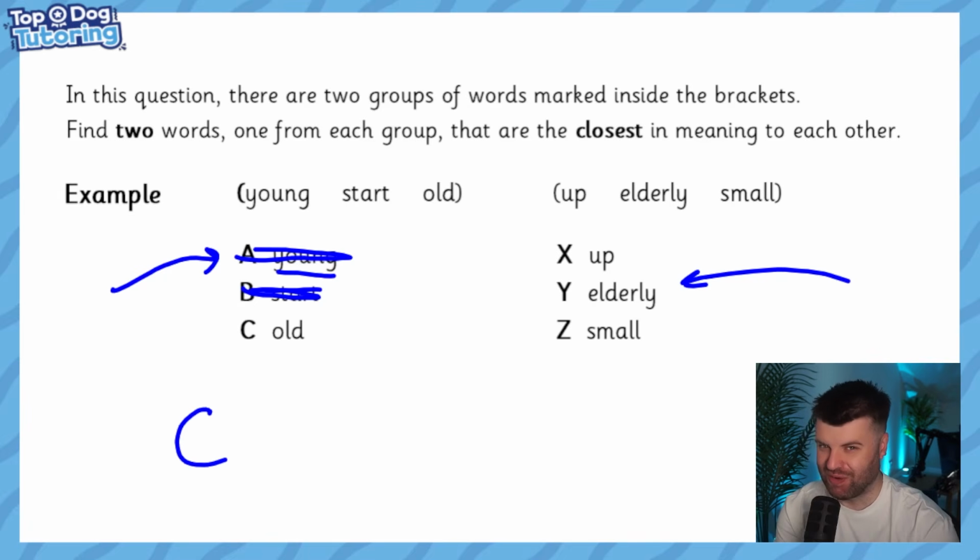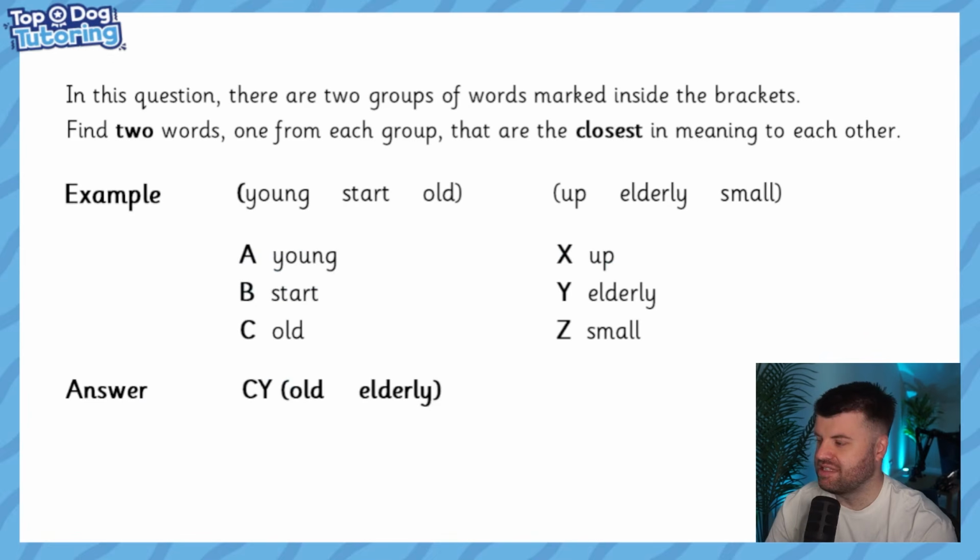Let's just make sure and find what the corresponding letter will be. So old, which one of these words here mean old? You might already have it in your head. Is it up? No. Is it elderly? Yes, they are synonyms of each other. So the answer to this question is CY, and there is the confirmation. C is old, Y is elderly. They are closest in meaning.